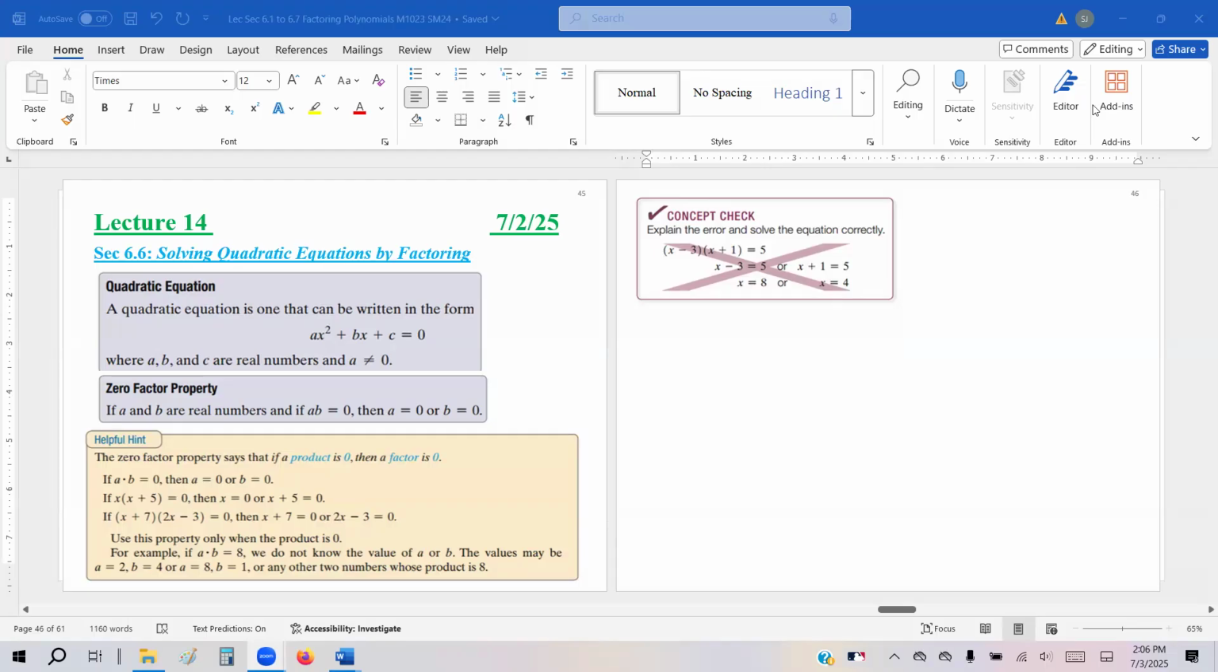You already started on 6.7? Yeah, on the problems. Okay, 6.7 is a word problem, right? Yes. So you already started on the word problems? That's good.